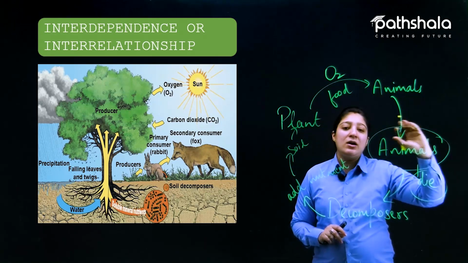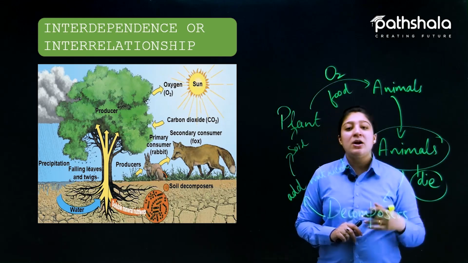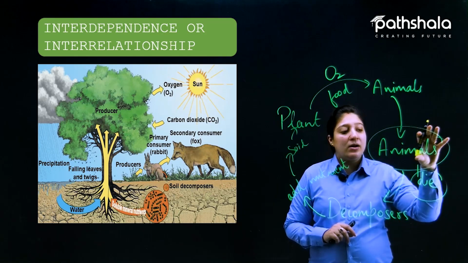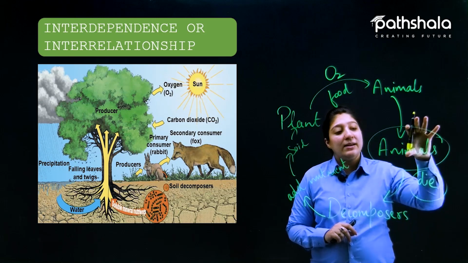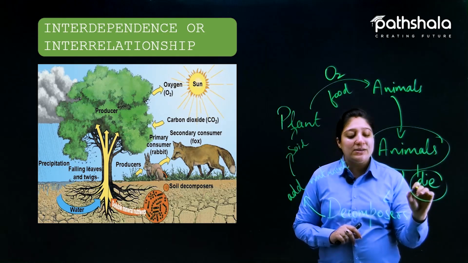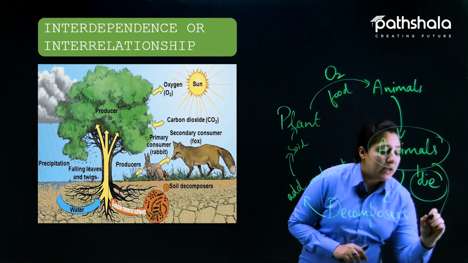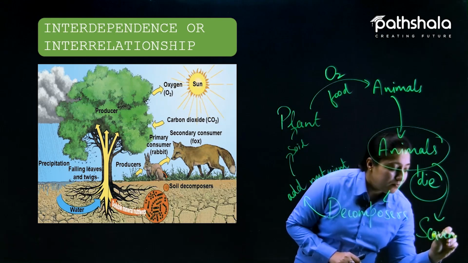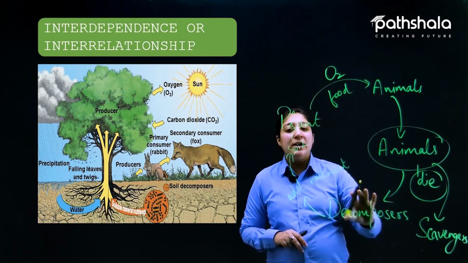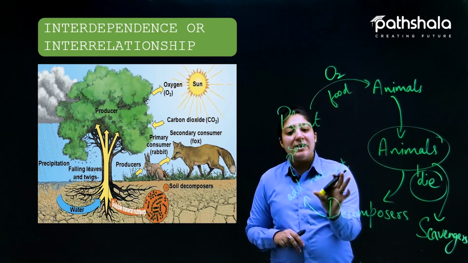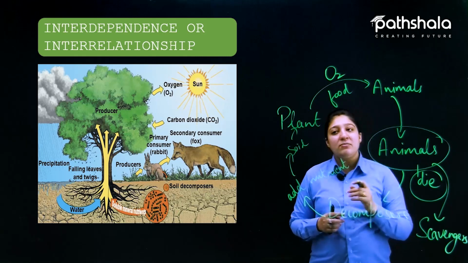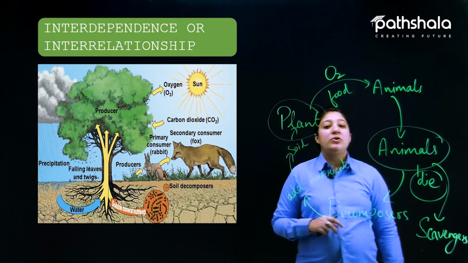And after that, because of some natural causes or some accidental causes, when they die, that material has become dead and decaying. Now this dead and decaying material is either taken up by the scavengers, or the remaining thing is converted by the decomposers into nutrient form. These nutrients are dissolved into the soil, and as the soil becomes nutritious, the plants take those nutrients from the soil for their proper growth.